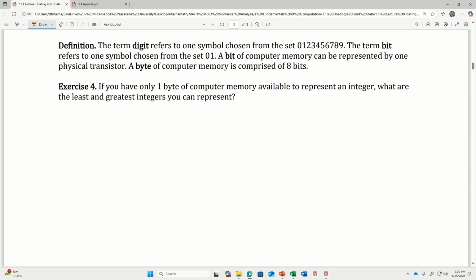The term digit refers to one symbol chosen from a base 10 system. The term bit refers to one symbol chosen from either 0 or 1. Like we talked about, on computers, there are actually physical transistors that are super tiny that can represent a bit because they can exist in one of 2 different states. A byte is what we call 8 bits.